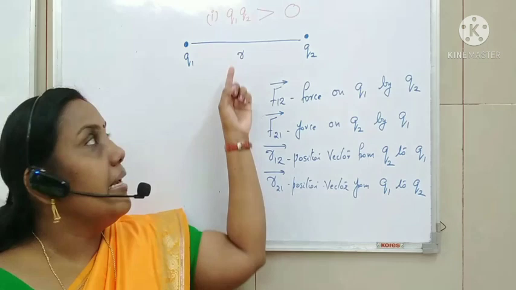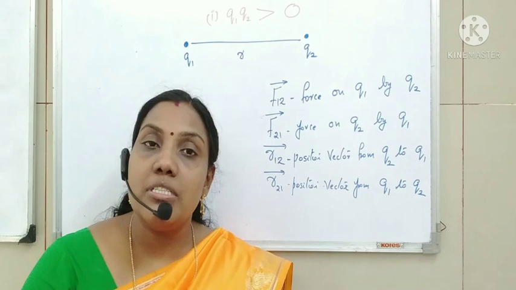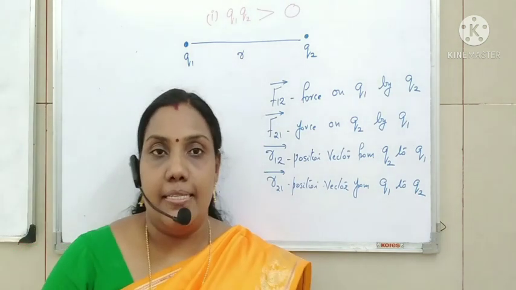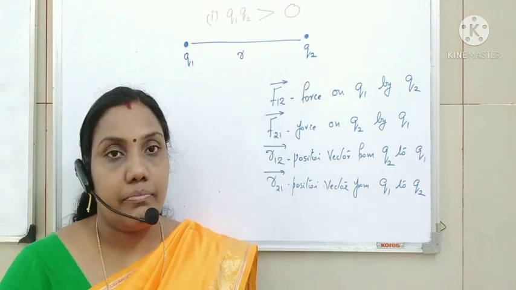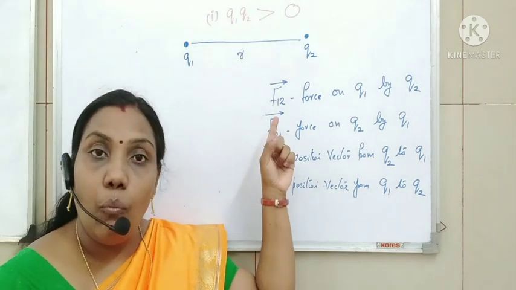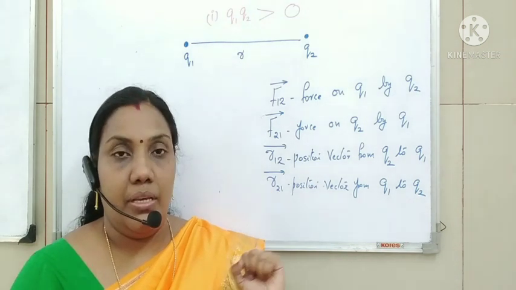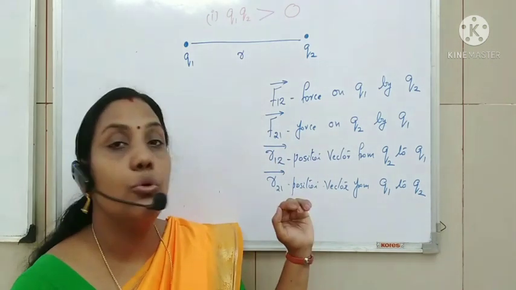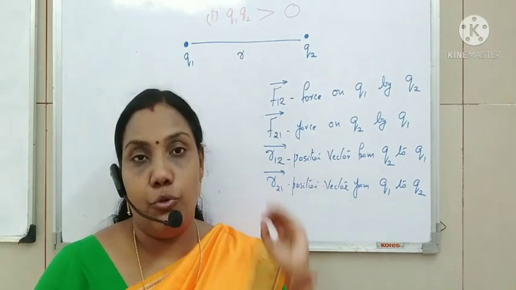First we can consider the case Q1 Q2 greater than 0, which means both the charges are either positive or negative. Consider two charges Q1 and Q2 separated by distance r. Here we can consider two force vectors. Vector F12 is the force acting on Q1 by Q2. Second one is vector F21, the force acting on Q2 by Q1.